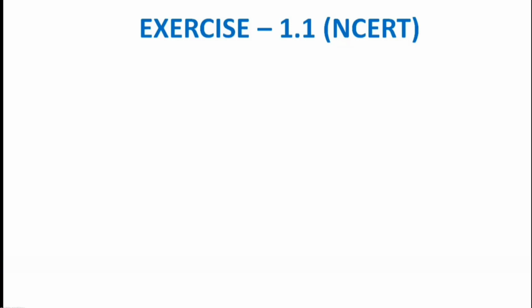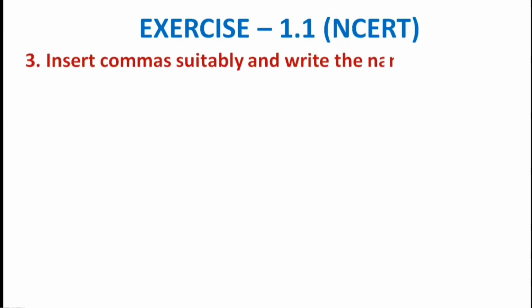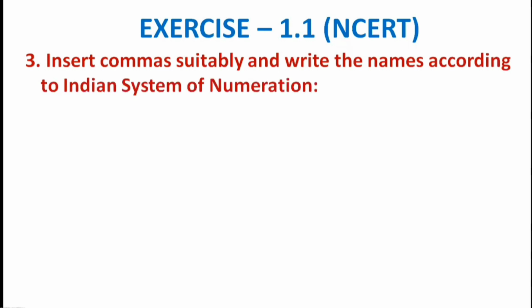Let us see the next question, that is third question in exercise 1.1 from NCERT book, 6th grade. Insert commas suitably and write names according to Indian system of numeration. In this, the first number is 87595762. This has no meaning if you read like this, right?